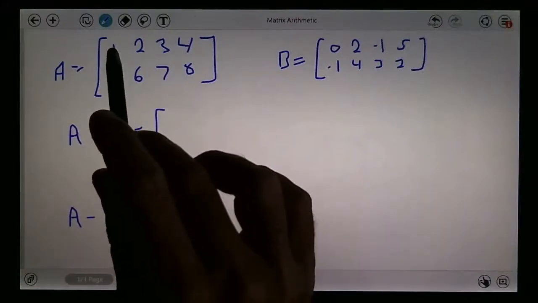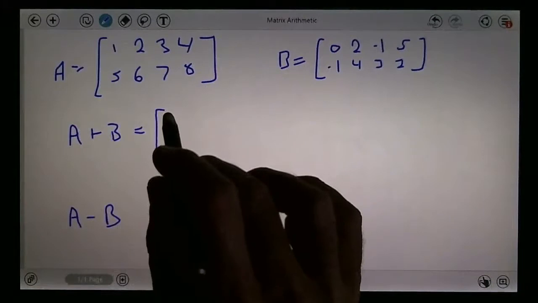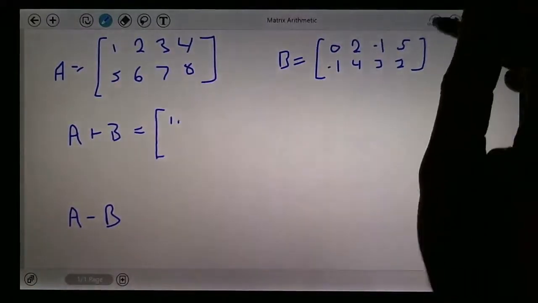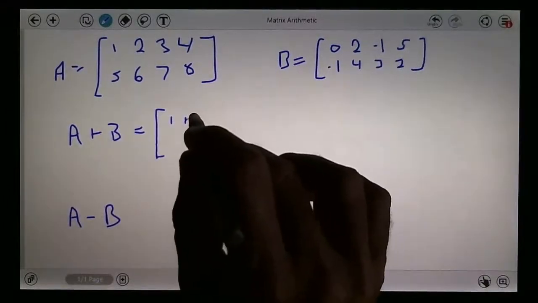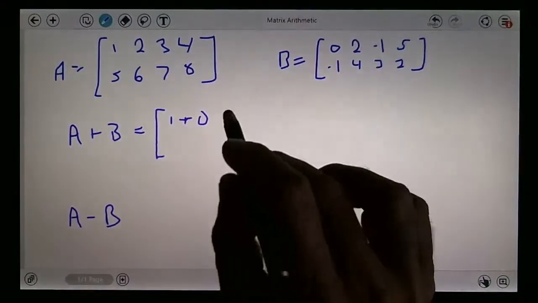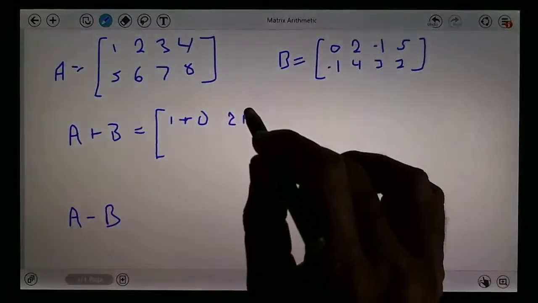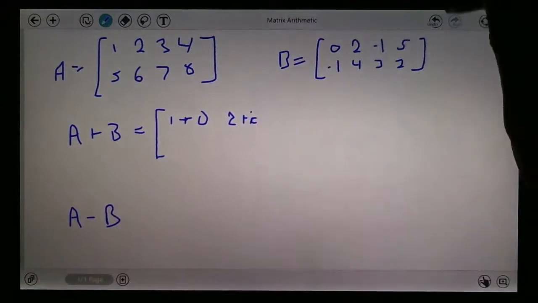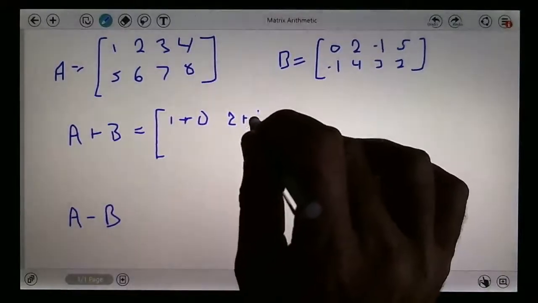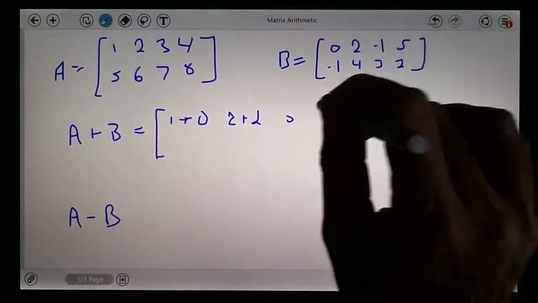In the first row, first column, I'm going to look at the first row, first columns of both of those. I'm going to have 1 plus 0. That's a plus. Maybe 1 plus 0. And then 2 plus 2. That's this one and that one. That's a 2. And then 3 plus negative 1.